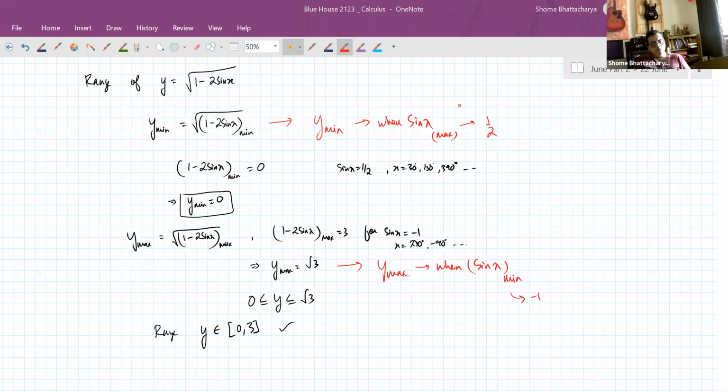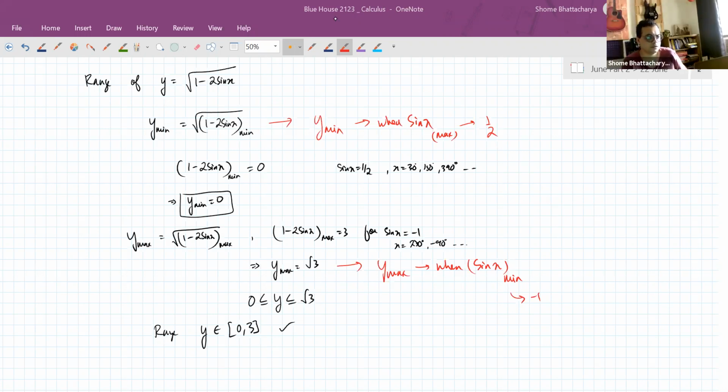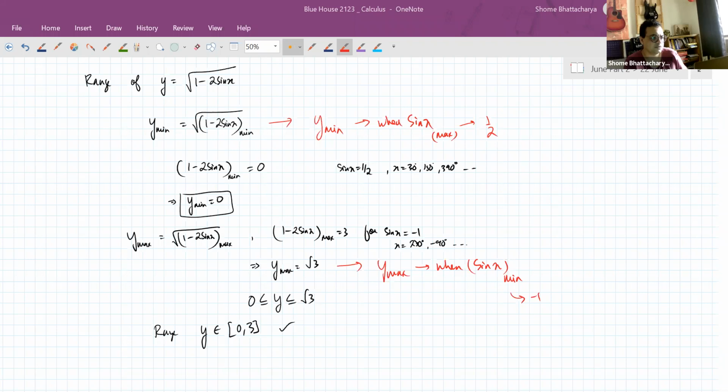Okay, so sir, that next range I will move on to. In the range, y belongs to 0 comma root 3 should be there, right? Sorry, yeah, root 3. That's correct. Please make a correction here. This is root 3. Yes, please make a correction, all of you. This is not 3. This should be root 3.